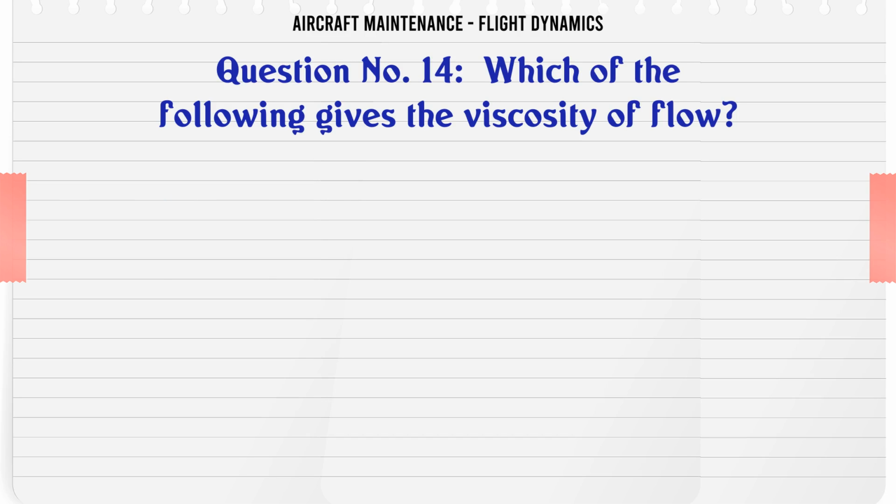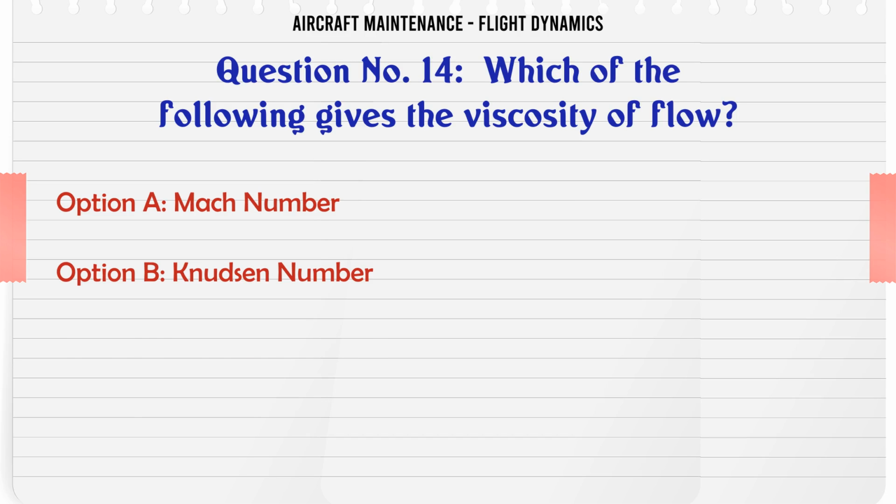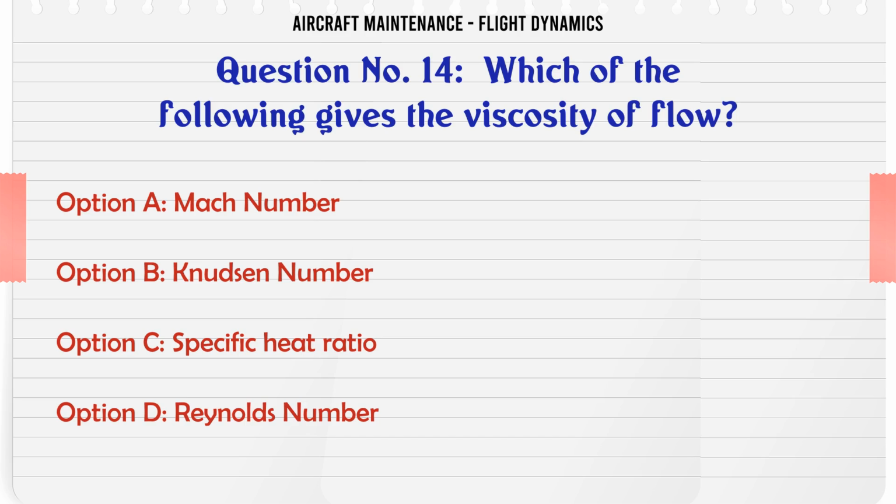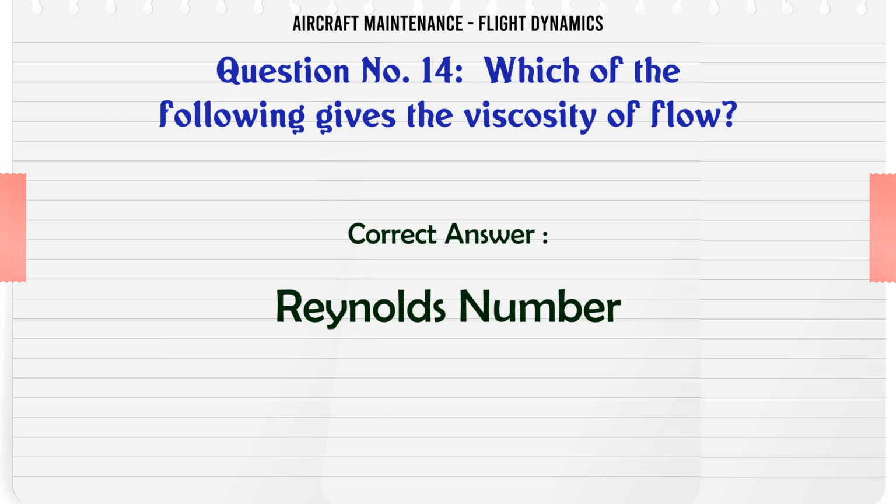Which of the following gives the viscosity of flow? A. Mach number. B. Knudsen number. C. Specific heat ratio. D. Reynolds number. The correct answer is Reynolds number.